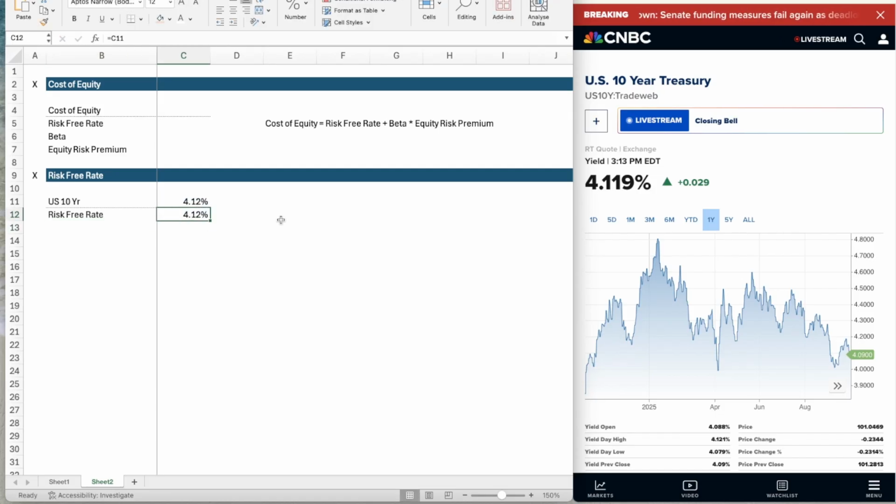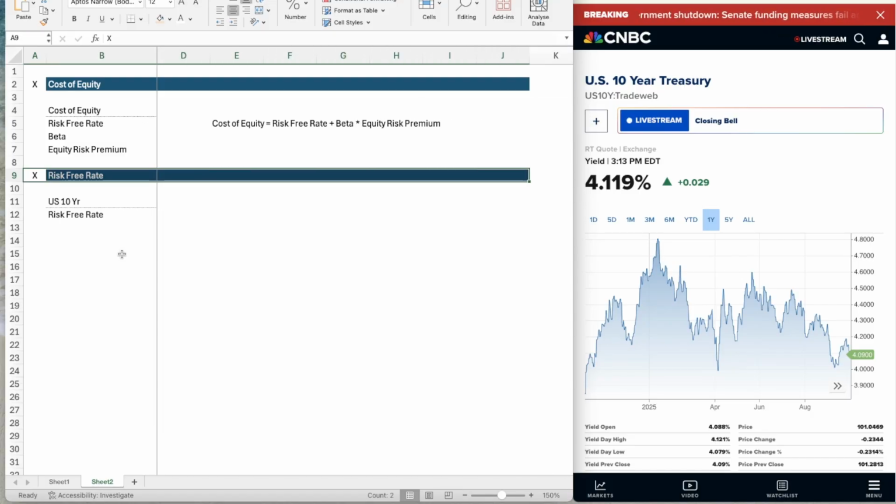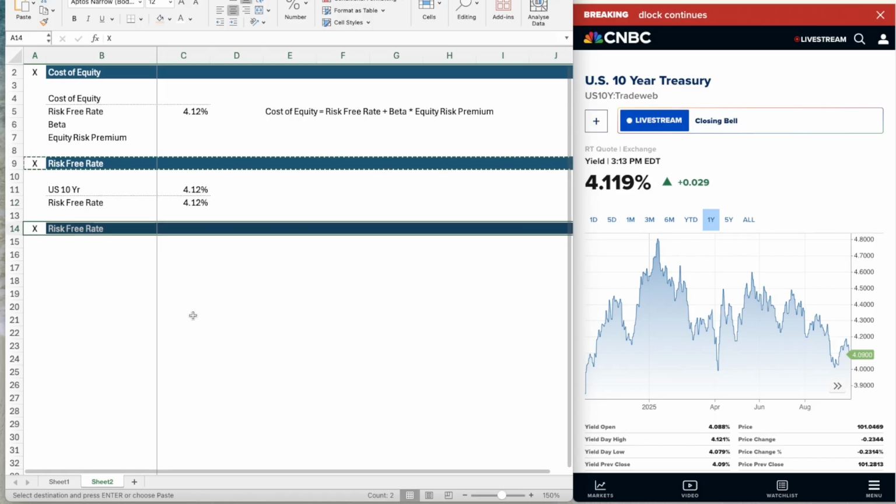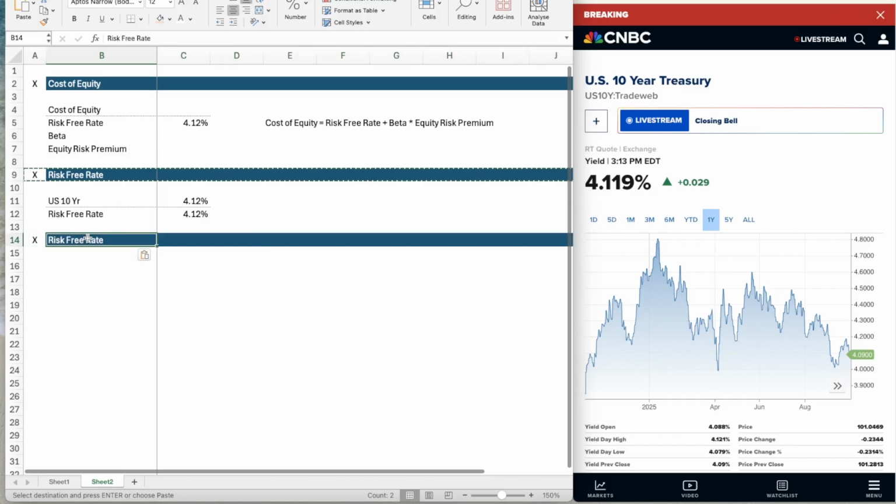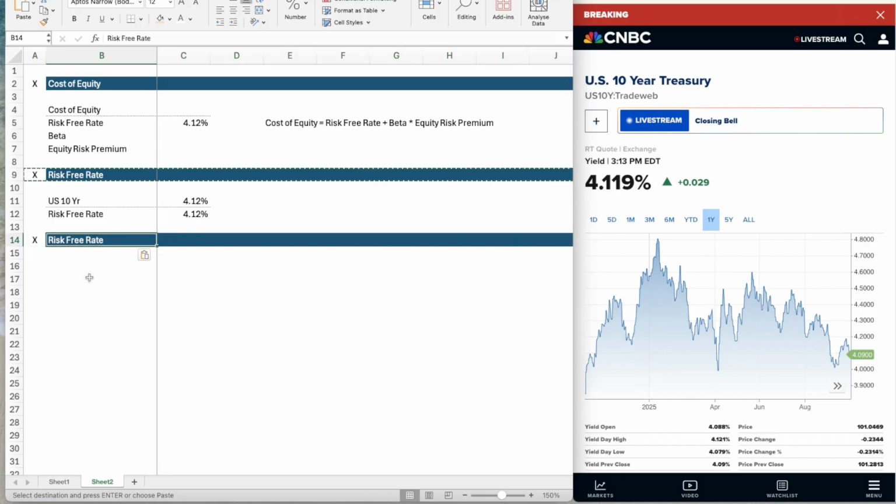The risk-free rate, 4.119%. And we just pull it up and we go equals here. There we go. And even though this is predominantly a Latin American company, it lists in dollars on the US stock market. Therefore, we put the risk-free rate in dollars. So what's the next one?